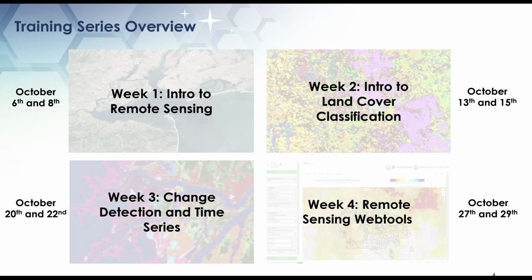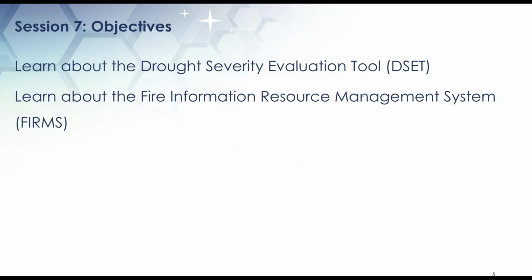Just as a reminder, week 1, we did intro to remote sensing. Week 2, we did intro to land cover classification. Week 3, last week, was change detection and time series. And then this week is remote sensing web tools. So the two things we'll go over today is learning about the drought severity evaluation tool, or DSET, and then you'll also learn about the fire information resource management system, or FIRMS.